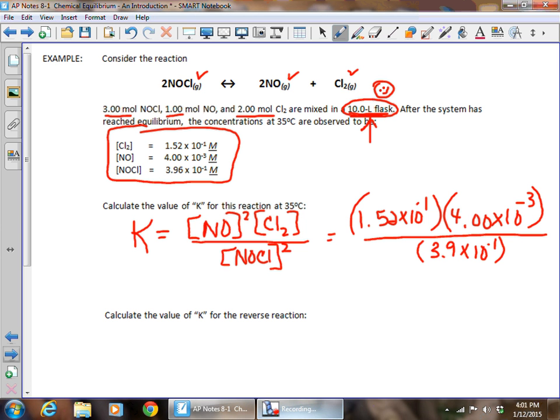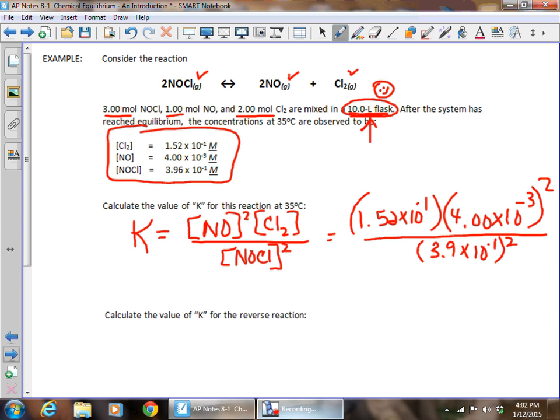The NO is going to be squared, so make sure you do that. So our value for NO is 4.0 times 10 to the negative third. I kind of wrote them out of order here from what I did on my equilibrium expression, but our NO, which is, again, 4.0 times 10 to the negative third, is going to be squared, and our 3.9 times 10 to the negative first is squared. So be careful on that.